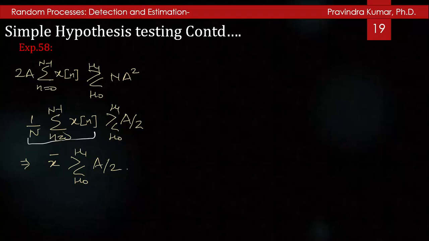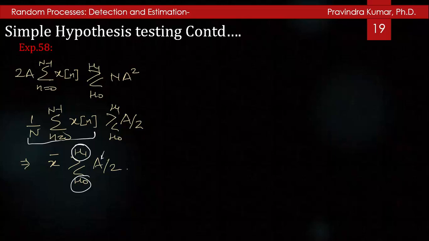So when the sample mean is greater than A by 2, we will decide H1, and when the sample mean is less than A by 2, we will decide H0. Here A is the DC level which we are transmitting. So this is the same as for the NP criteria, except for the threshold.